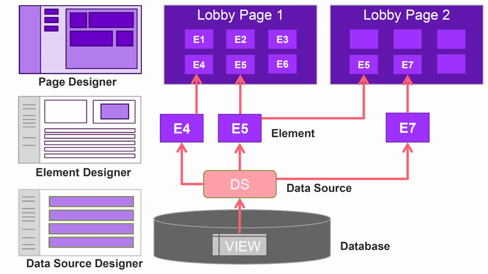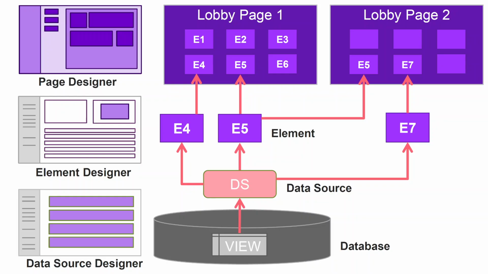That's perfectly fine. Furthermore, once you start assembling your lobby pages, as you can see at the top of the screen, you can use the same element, for example E5 in our case, in more than one lobby page. It's like assembling Lego, if you will. You can just take different elements and put them on the different lobby pages.